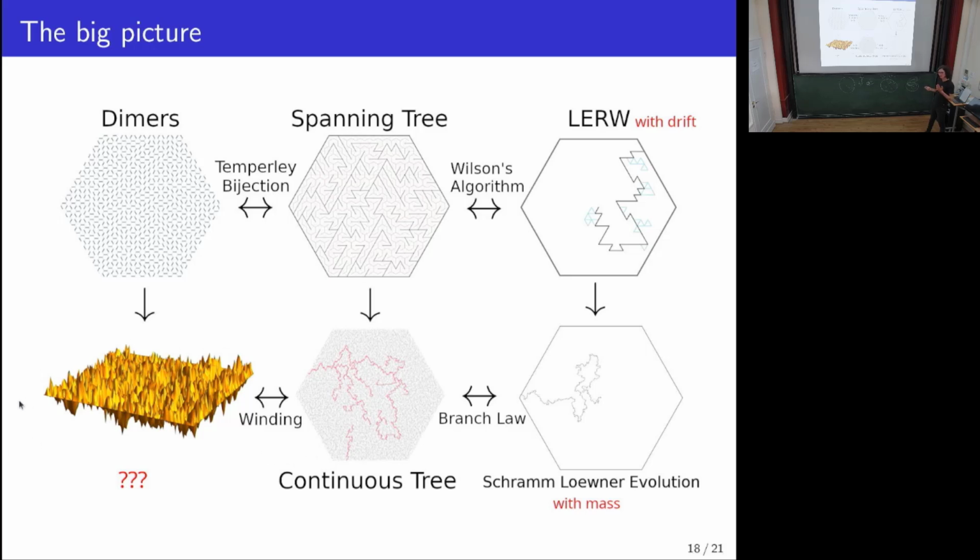Is the tree absolutely continuous? That's not clear, and we don't know. It's a good question: if this tree is absolutely continuous with respect to the one you get with SLE2.